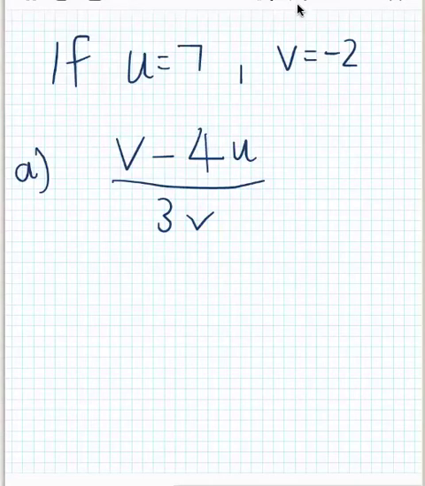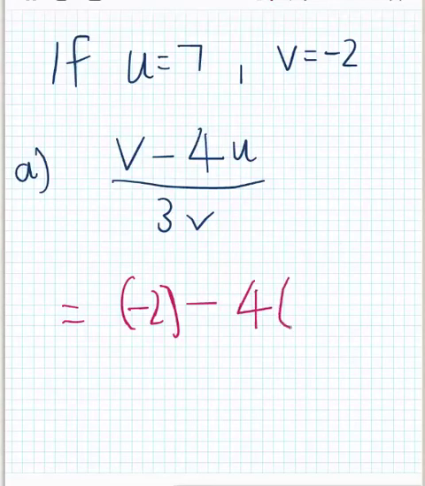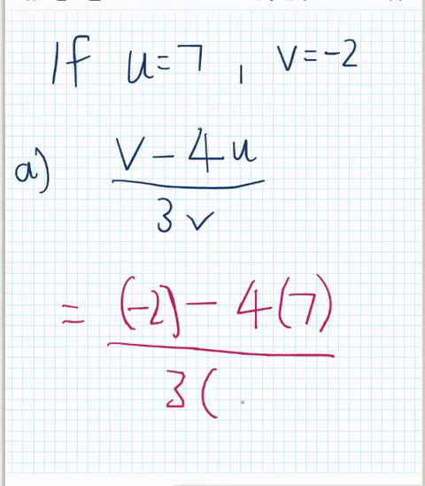Our next one involves substitution. So if U is 7 and V is -2, what do we get? Make sure you use brackets when substituting. V is -2, so here I have -2. Minus, put the minus down, or take away. Now I've got 4 times U. I'm going to put a bracket, there's an invisible times there. U is just 7 over 3 times V, and V is -2. Now work out everything on top and bottom, and then simplify what we can.